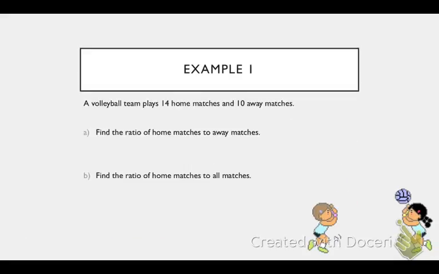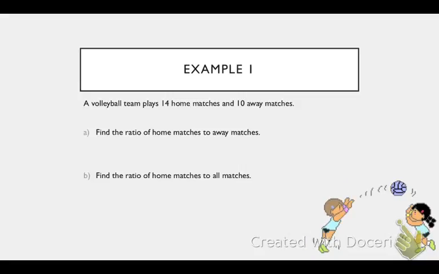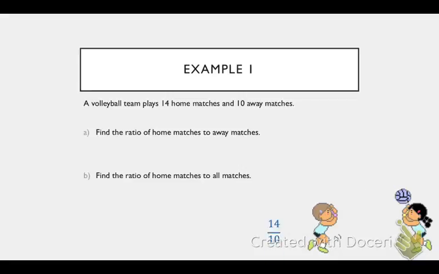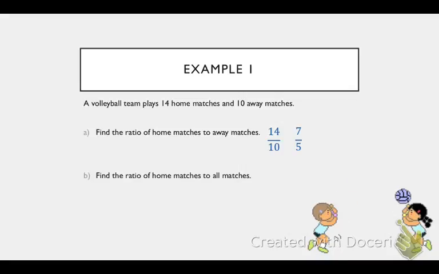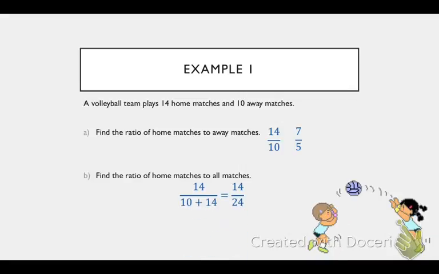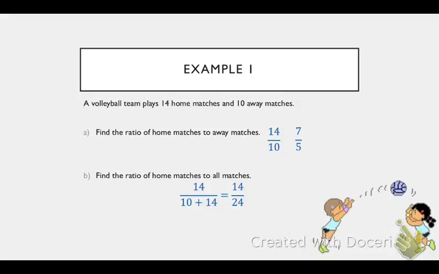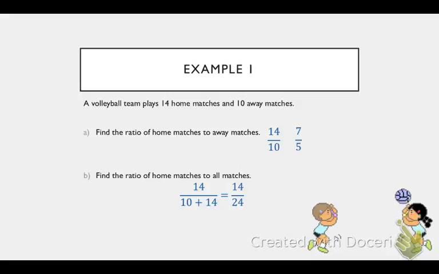Okay, so example 1 says a volleyball team plays 14 home matches and 10 away matches. Find the ratio of home to away matches. So you're just going to take your 2 numbers and write them in fraction form, 14 to 10, which reduces to 7 to 5. Now, find the ratio of home matches to all matches. You just got to be a little bit careful with your words. There are 14 home, and you have to add 10 and 14 together to get all of the matches. And 14 to 24 will reduce to 7 to 12.